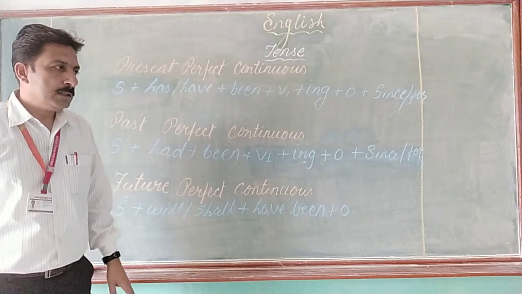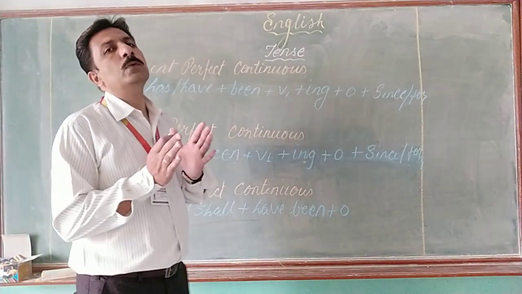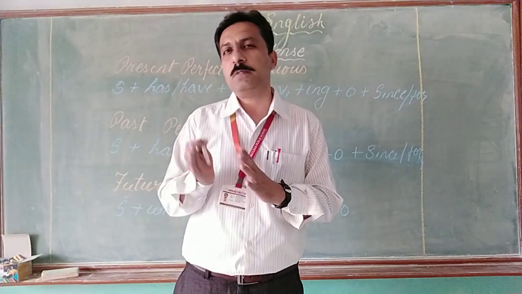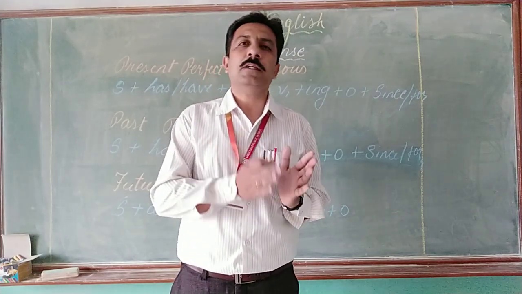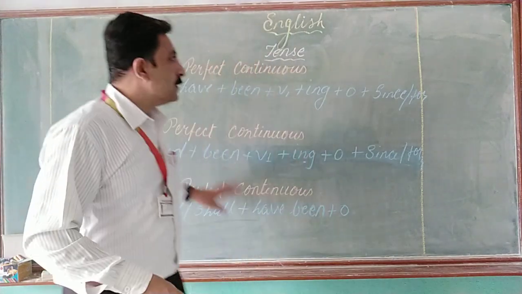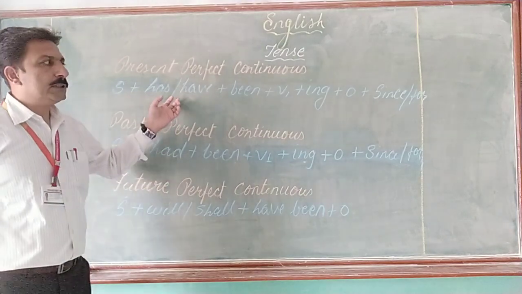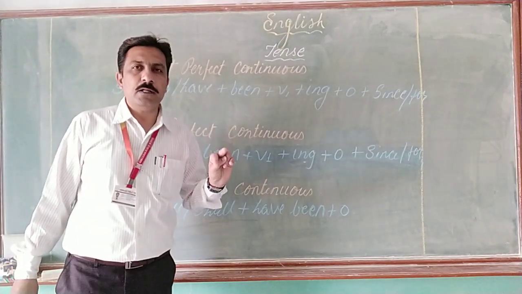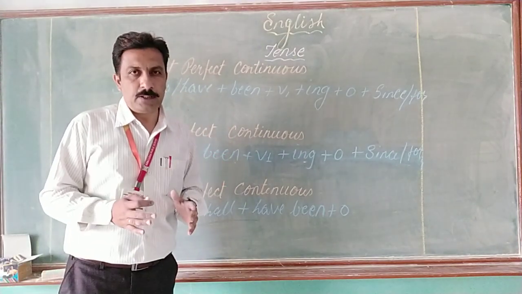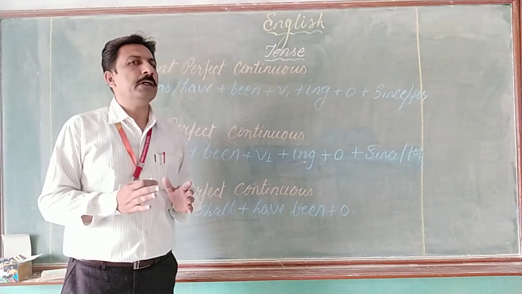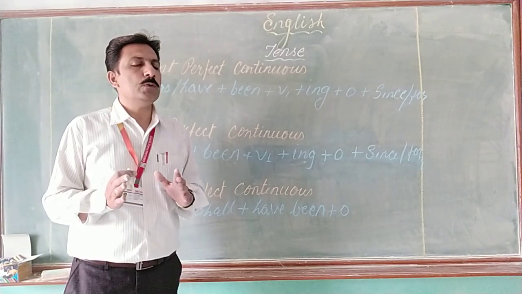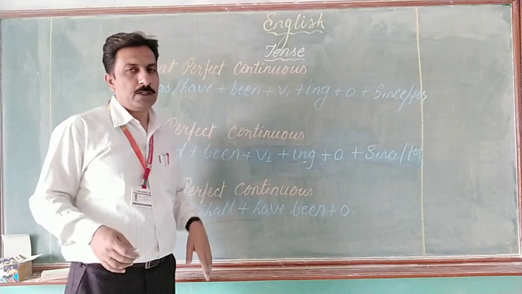Now here this is a combination of 2 previous tenses. One is perfect, another is continuous. So you will find in the structure also that 2 things are combined together. Somewhere you will find that these 2 tenses are joined together.